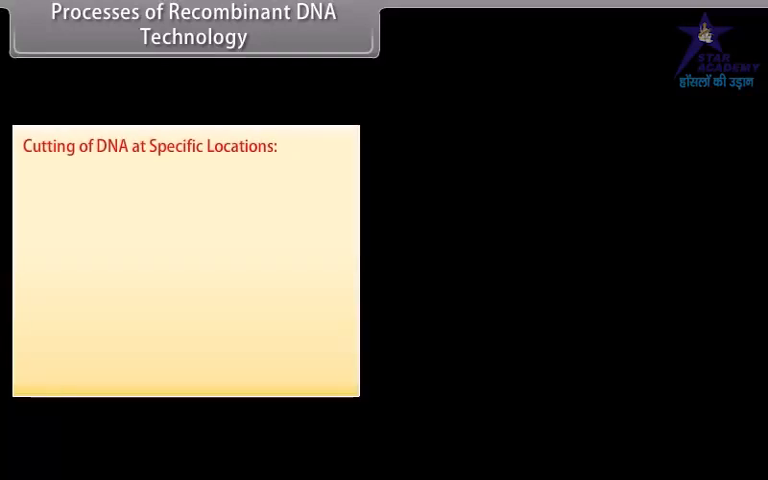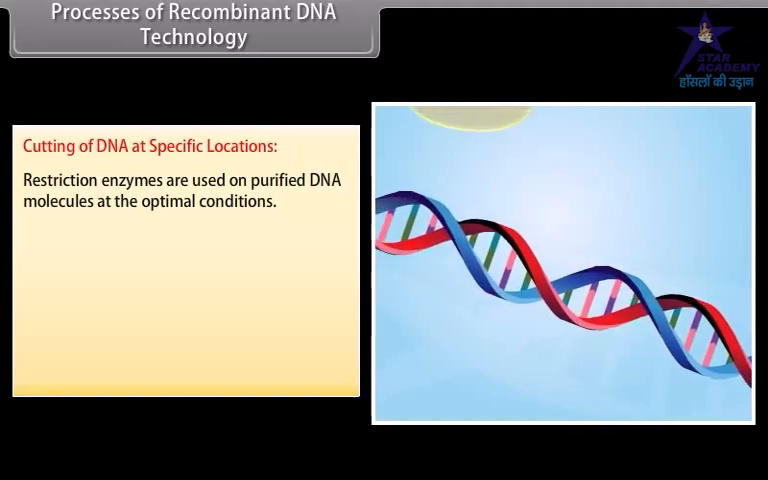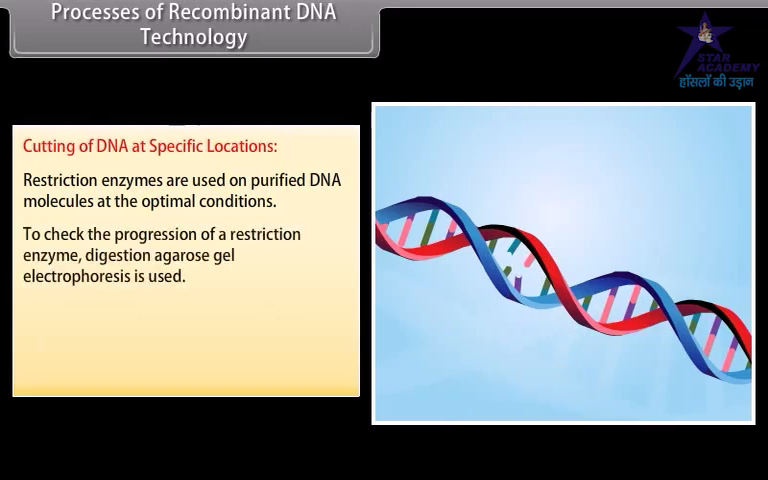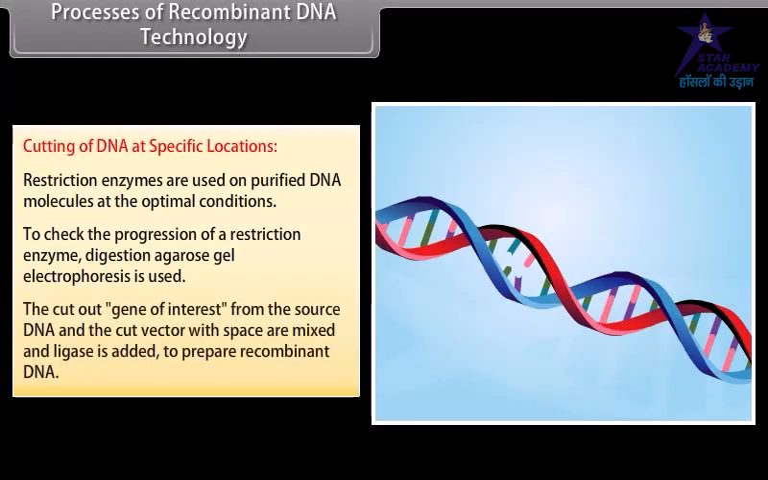Cutting of DNA at specific locations. Restriction enzymes are used on purified DNA molecules at the optimal conditions. To check the progression of restriction enzyme digestion, agarose gel electrophoresis is used. The cut-out gene of interest from the source DNA and the cut vector with space are mixed, and ligase is added to prepare recombinant DNA.